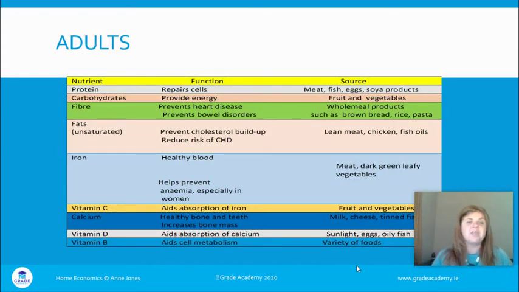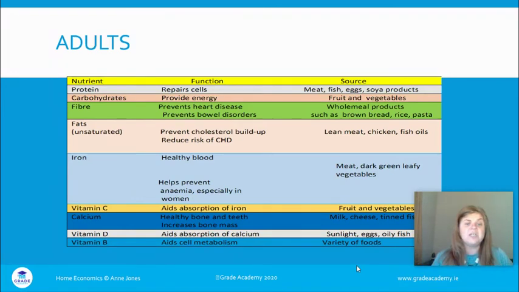So with adults, again, you're seeing nutrients that you're familiar with, the protein, carbohydrates, the fiber, the fats. One of the things here with fats is that it's unsaturated, because you can have a risk of cholesterol buildup in adults, and you want to reduce the risk of the cholesterol building up, because that can then in turn cause coronary heart disease. So that's a really important one there.